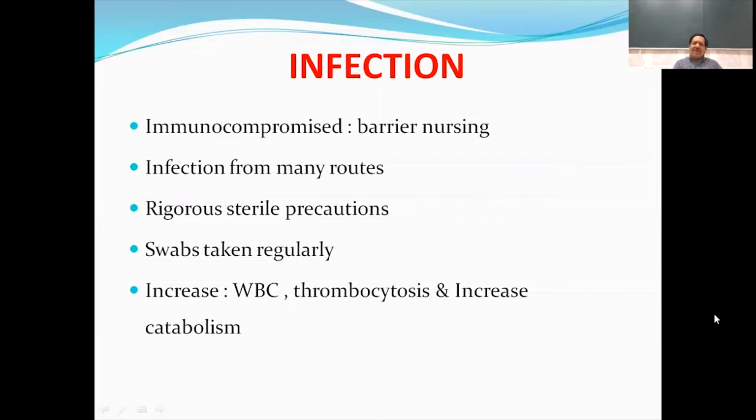In the third route, when they have burns of lungs or GIT, we have seen there is edema. Edema compromises local defense. And there are other infection routes like catheters, tracheostomy wounds, central venous monitors, Foley's catheters. All these add up, there are so many sources of infection. Already the patient is immunocompromised, you remember. Rigorous sterile precautions must be taken and swabs taken regularly from the wound.